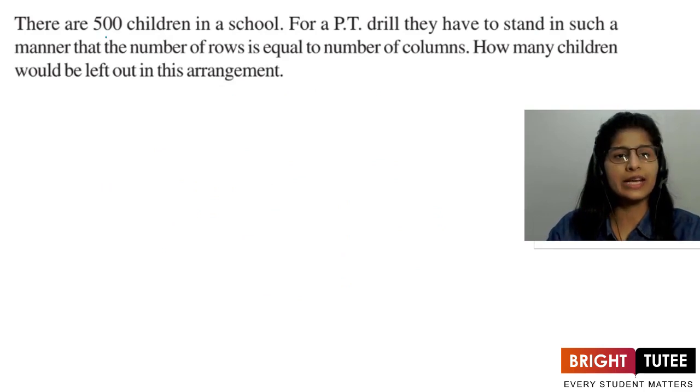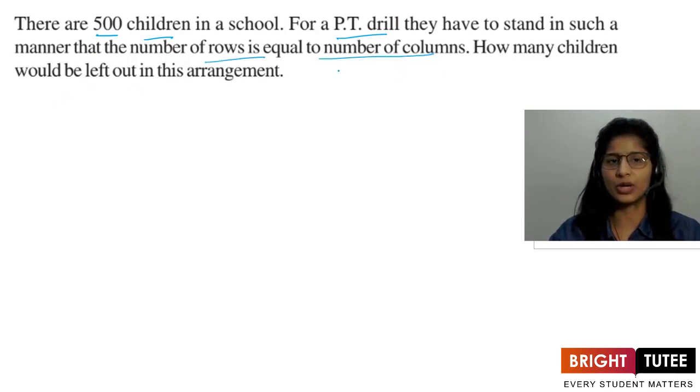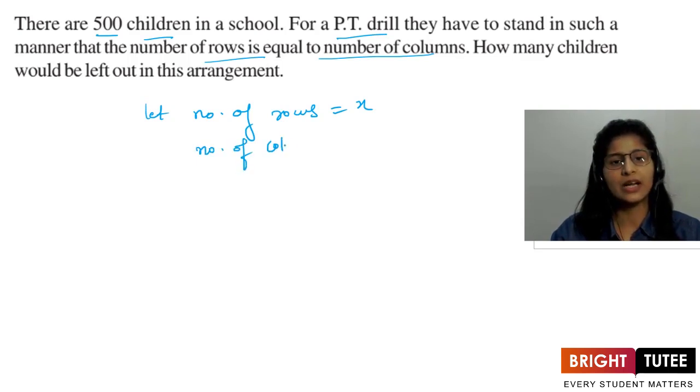Here it is saying there are 500 children in a school. For a PT drill, I hope you all do that in your school, they have to stand in a manner that the number of rows is equal to the number of columns. Let us suppose the number of rows is x. Because the number of columns is equal, the number of columns will be x. Clear? How many children would be left out in this arrangement?